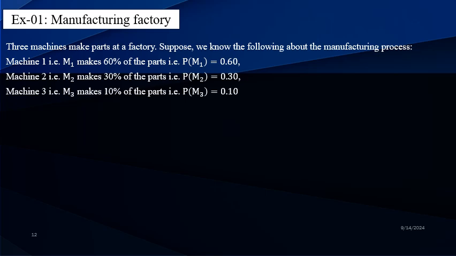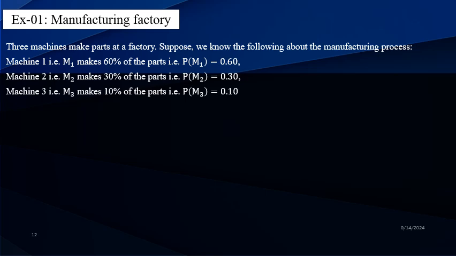Machine 1 makes 60% of the parts. Machine 2 makes 30% of the parts. And machine 3 makes 10% of the parts. So in the 100% contribution area, 60% is contributed by machine 1, 30% by machine 2, and then you can convert all these into probability. This is the scenario given to you. So who will know the scenario? A worker will know, or the owner, or the manager of the factory, he may have an idea.